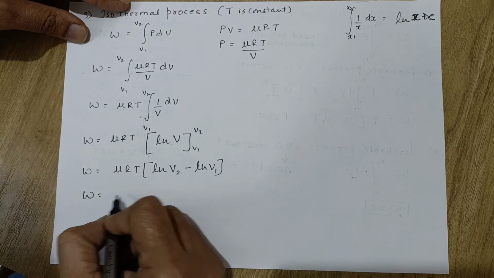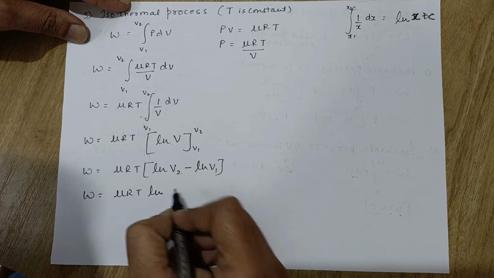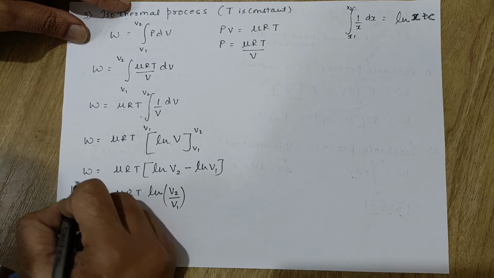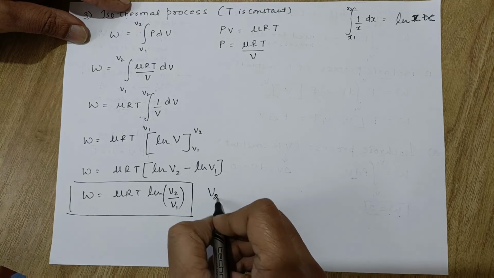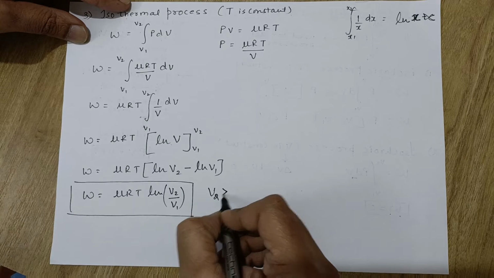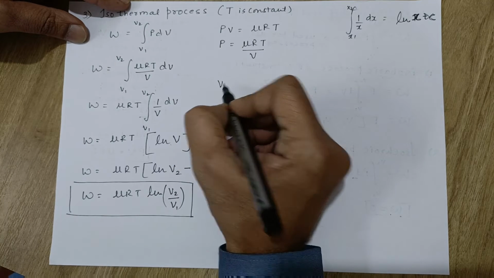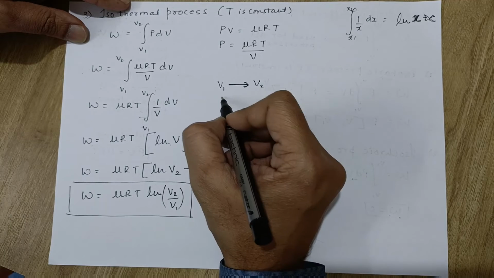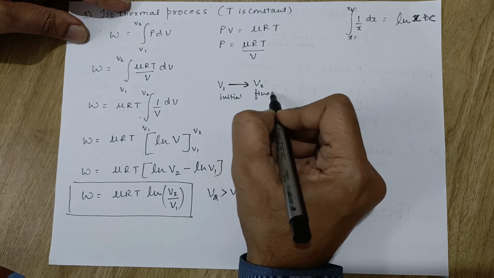Now we do know the fact that log a minus log b is equal to log a upon b. So this is the expression for the work done. Please note that v2 is the final volume, because we say that the volume of the gas was v1, then it expanded to v2 or contracted to v2. So this is the initial volume and this is the final volume.